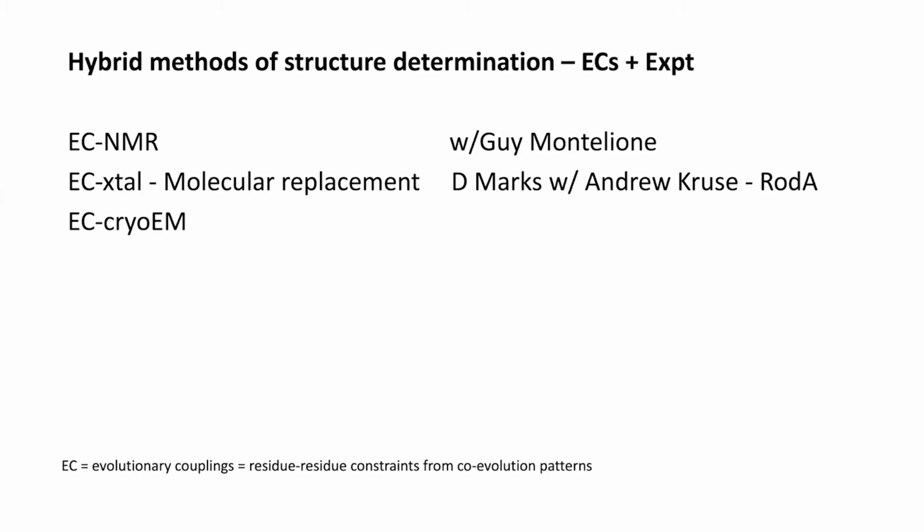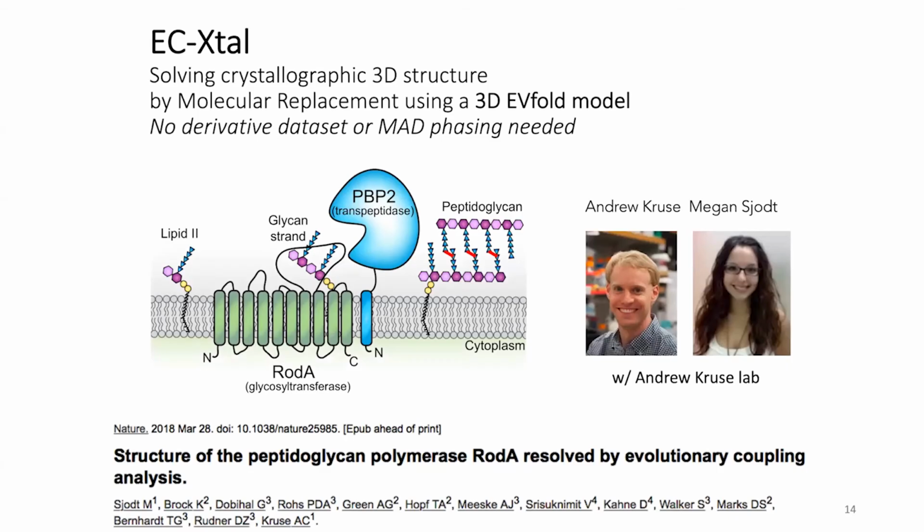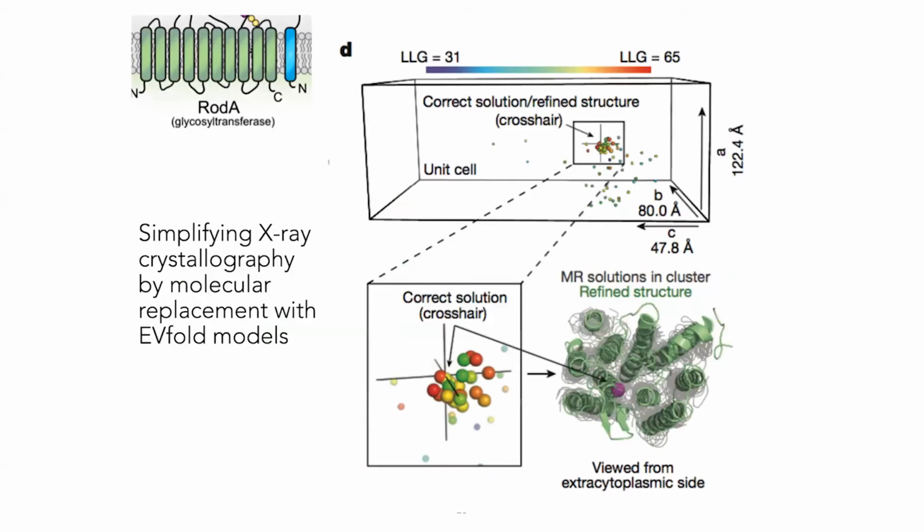Wayne mentioned it. So here's a nice example. The first one, I think, that was ever done, in collaboration with Andrew Kruse, where we used EVfold predicted models to avoid phasing and derive data sets to solve a protein structure that was difficult to solve. And so this is proper crystallography.